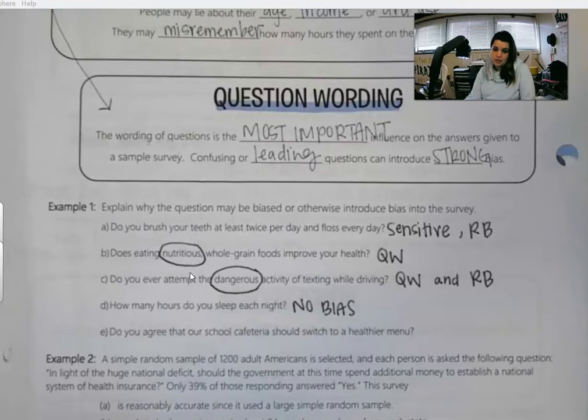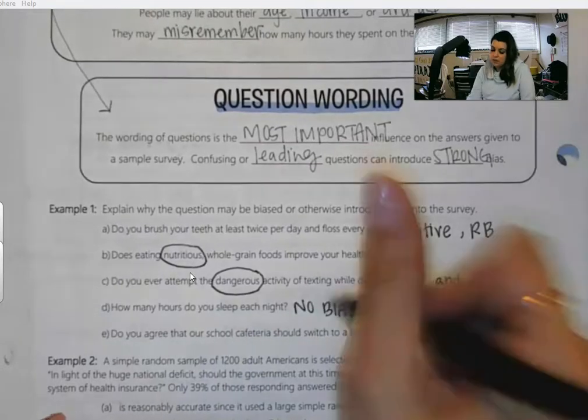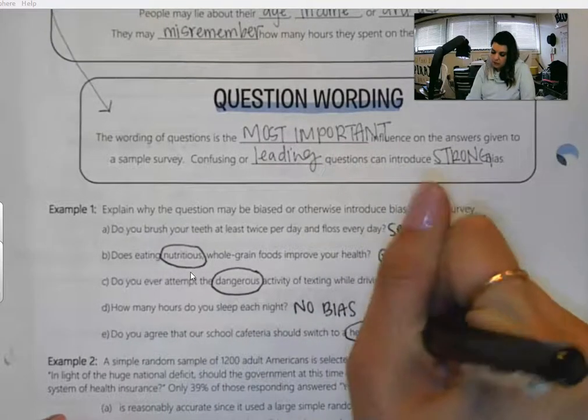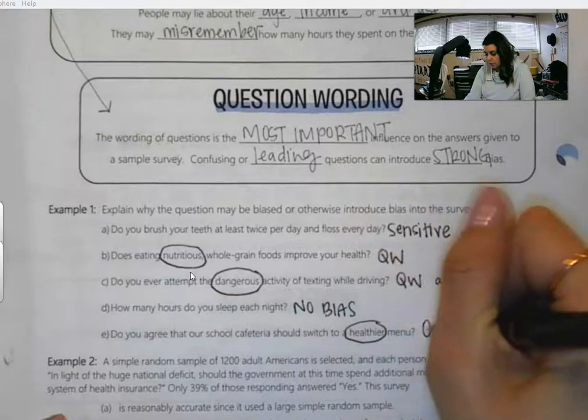E, do you agree that our school cafeteria should switch to a healthier menu? Eef. Probably shouldn't use the word healthier. Question wording.